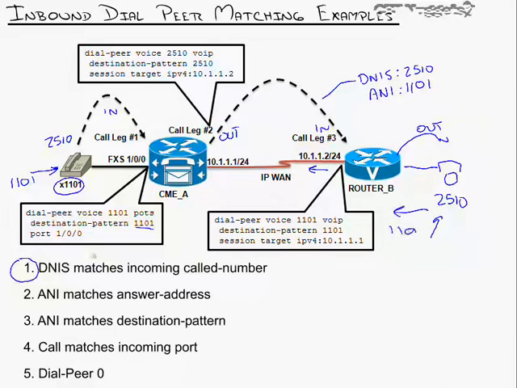So in this case, there is no DNIS matching incoming called number command because there is no incoming called number command. So next thing it says, do we have caller ID or ANI information that matches the answer address command? Well, you look, and there is no answer address command, so that one doesn't match either. Now we say, does the caller ID match a destination pattern command?